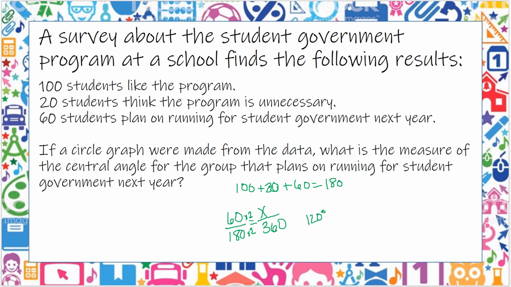We could also do it by cross multiplying. 60 times 360 equals 180 times x. 60 times 360 gives me 21,600. Then we're going to divide by 180.